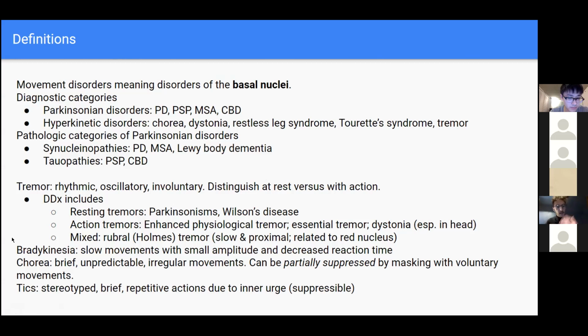And chorea is kind of the opposite. It's brief, unpredictable, and irregular movements. They can be partially suppressed, but they are involuntary. The way that people usually suppress chorea is by masking using voluntary movements. And then there are tics, which are stereotyped, brief, and repetitive actions due to an inner urge, and they are actually suppressible.